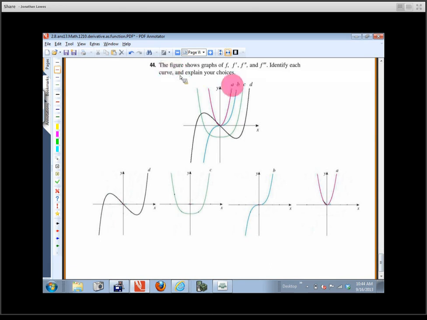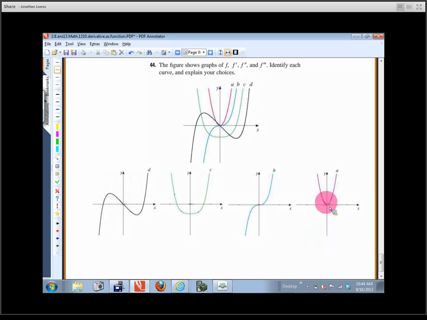So this one, what I did here is I took the graph that they gave us and broke it into a couple of different parts. This is the black one. This is part D. This is the, I think it looks green, that's part C. B is this guy right here, and A is that one there.